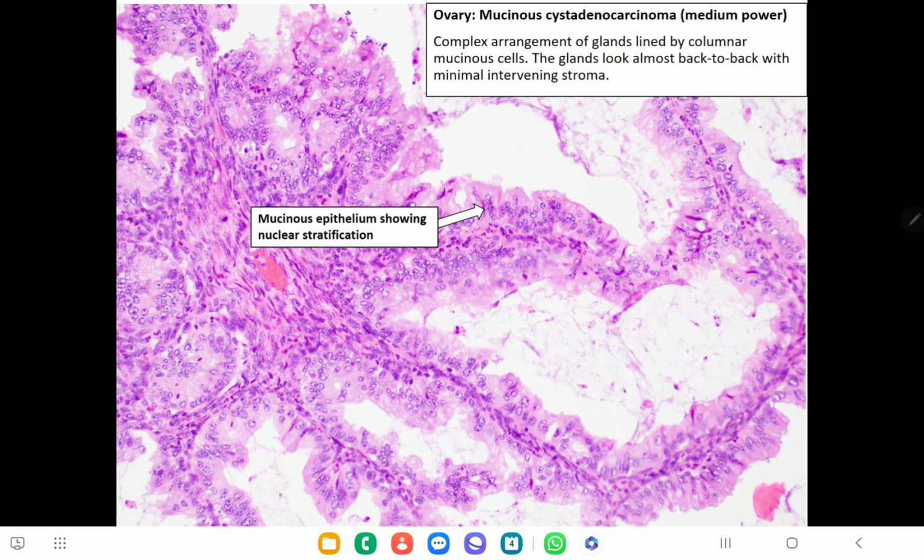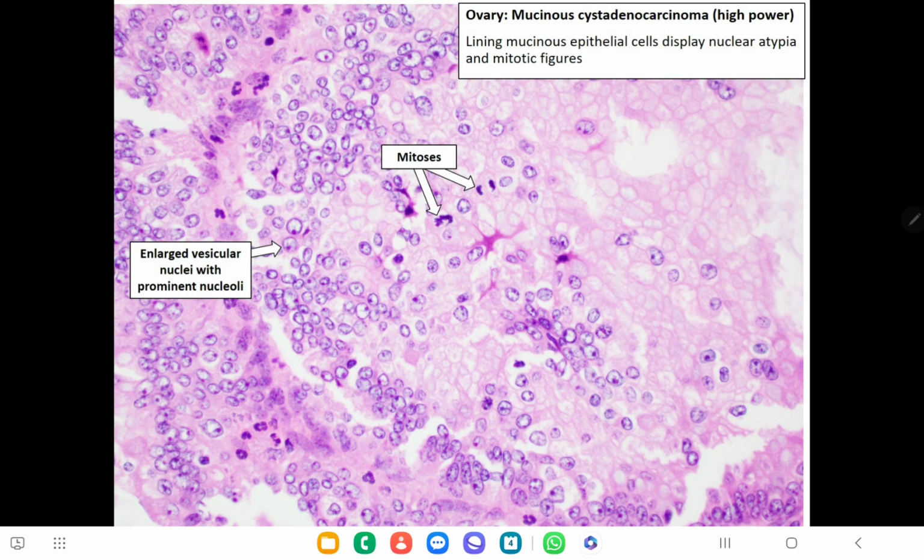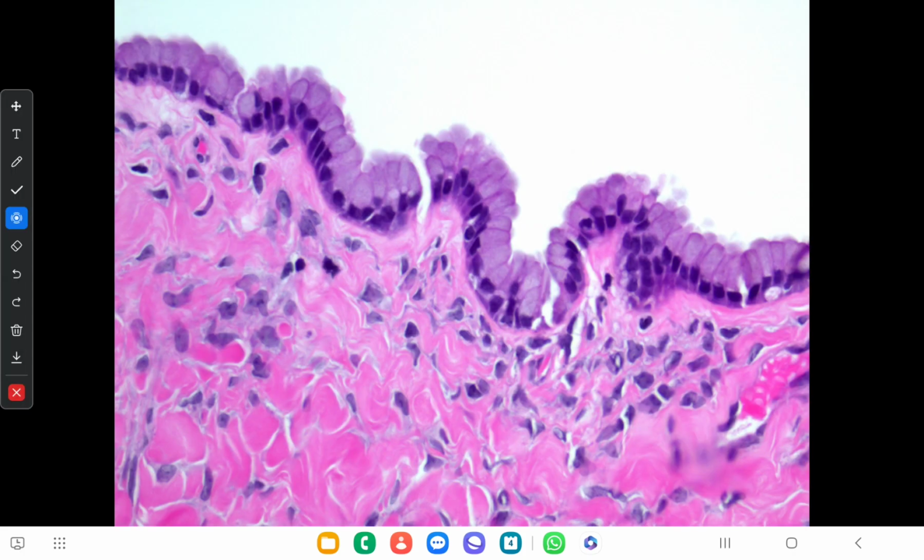Here is a mucinous cystadenoma in the ovary from median power. Here it is from high power. You can see mitosis, enlarged vesicles, and vesicular nuclei with prominent nucleoli. Here you can see mucinous cells lining. There are small nuclei because the cytoplasm contains a large amount of mucin.